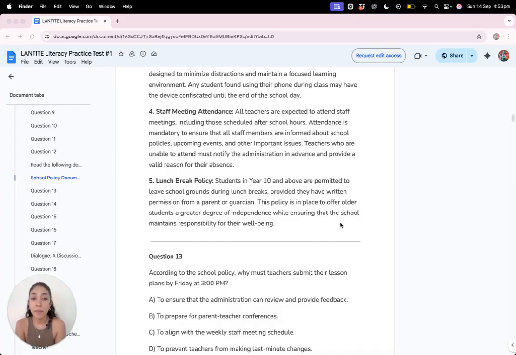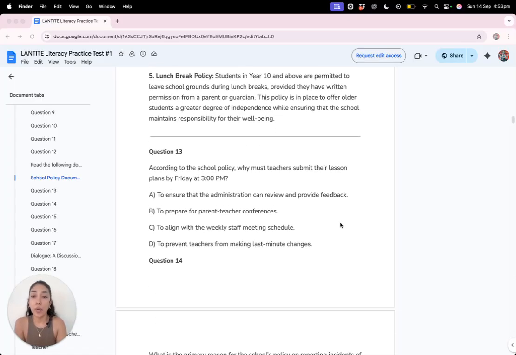Students in Year 10 and above are permitted to leave school grounds during lunch breaks, provided they have written permission from a parent or guardian. This policy is in place to offer older students a greater degree of independence while ensuring that the school maintains responsibility for their well-being. So, question 13.